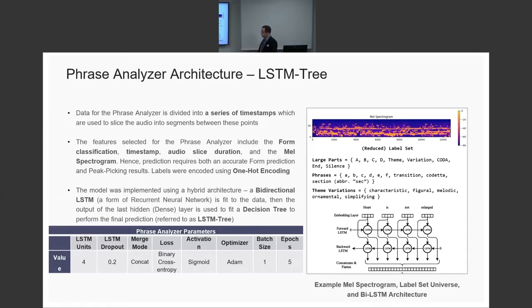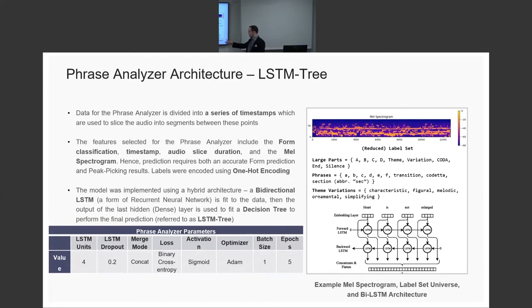So labels were encoded using one hot encoding. The model is implemented using a hybrid architecture. In this case, a bidirectional LSTM, which is a form of recurrent neural network, is used to fit the data. Then the output of the last hidden or dense layer is used to fit a decision tree to perform the final prediction. So we refer to this as LSTM tree.